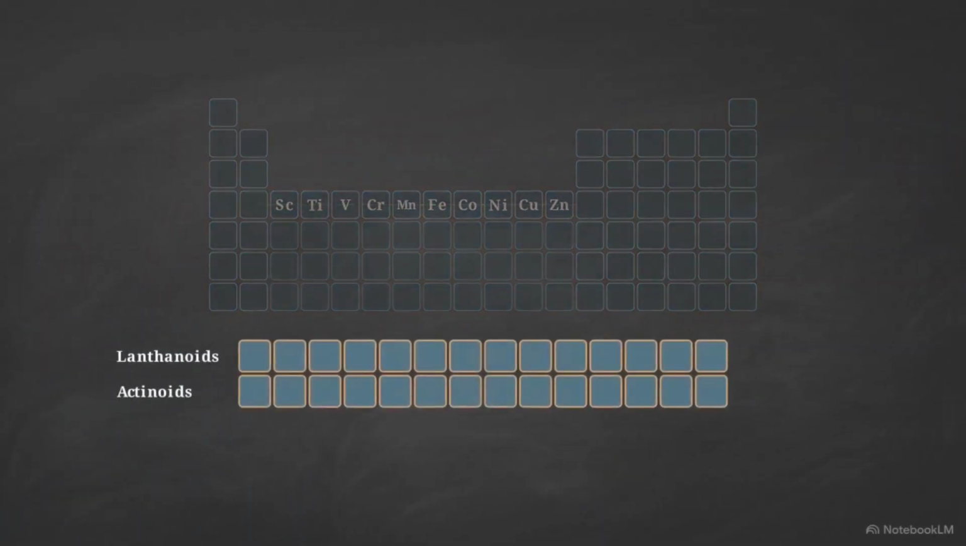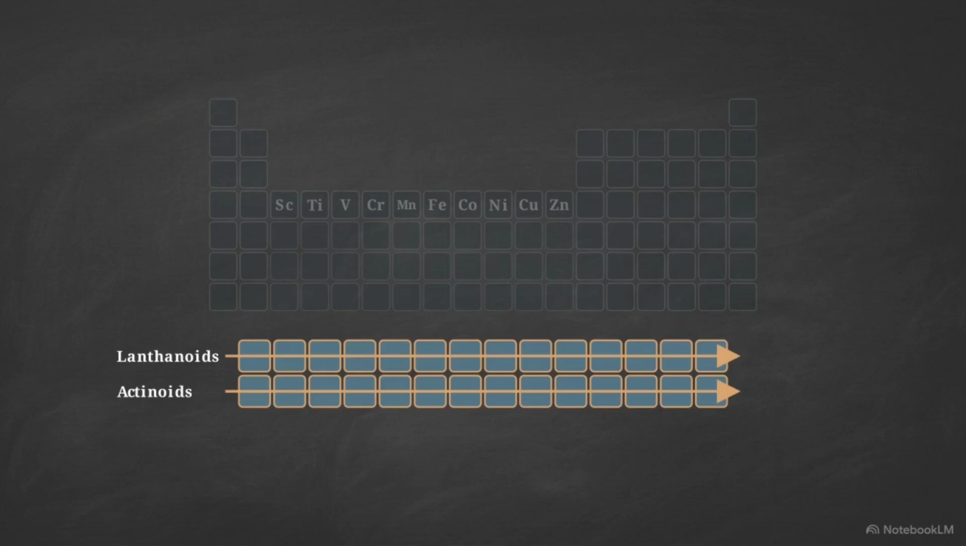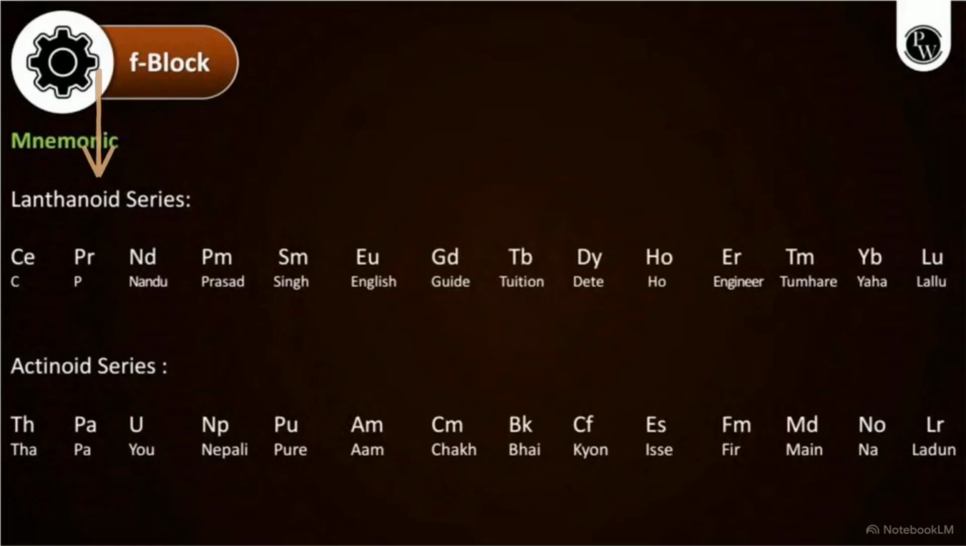Finally, look at the 2 detached rows at the very bottom. We are staying horizontal for these as well. For lanthanoids, use this story.